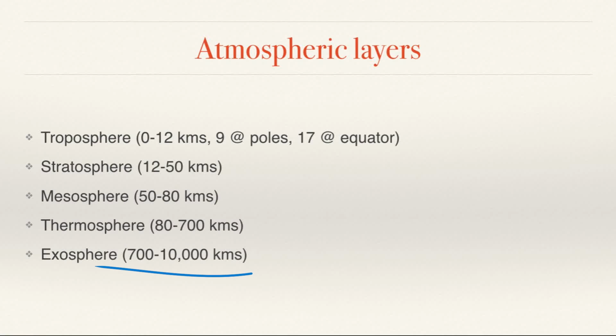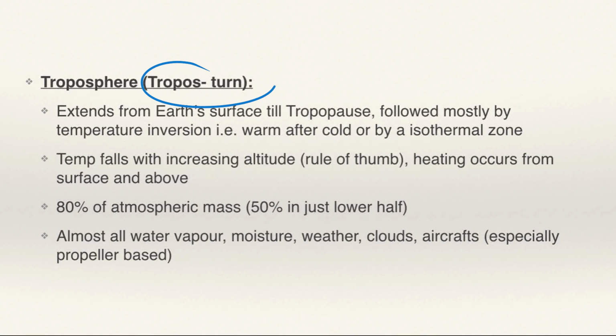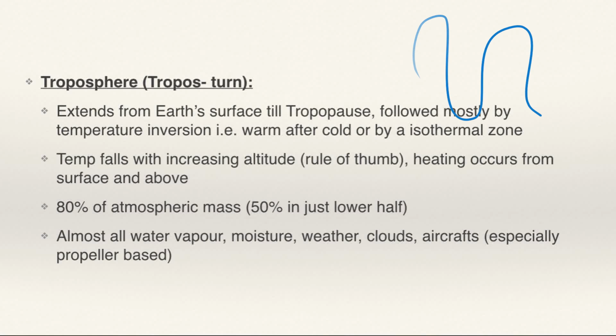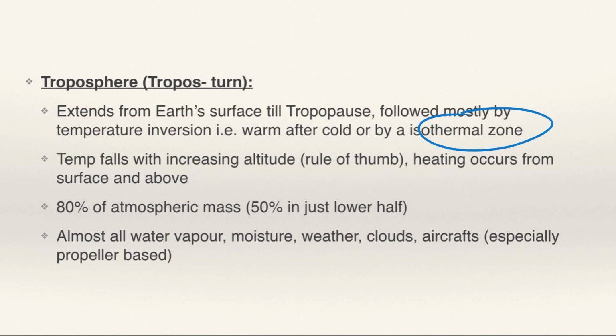After that starts space. Now tropos means turned, like Tropic of Cancer, Tropic of Capricorn, because the sun turns like this. That is why they are called tropos. It extends from Earth's surface till the tropopause. The temperature above is minus 60 degrees Celsius, and it is followed mostly by a temperature inversion. That is, warm becomes cold, or by an isothermal zone, where the temperature remains the same, but usually the temperature is inverted. Now temperature as a rule of thumb will fall with increasing altitude unless a specific phenomenon is happening. Cool. Now heating occurs from the surface and above, so here the temperature will be, let's say, 25-30 degrees Celsius, but here it will be minus 60 degrees Celsius.